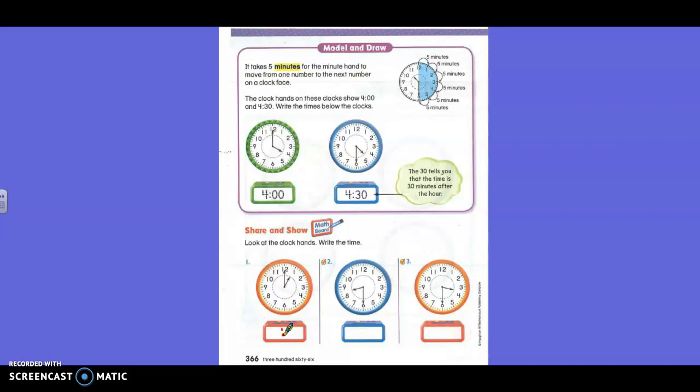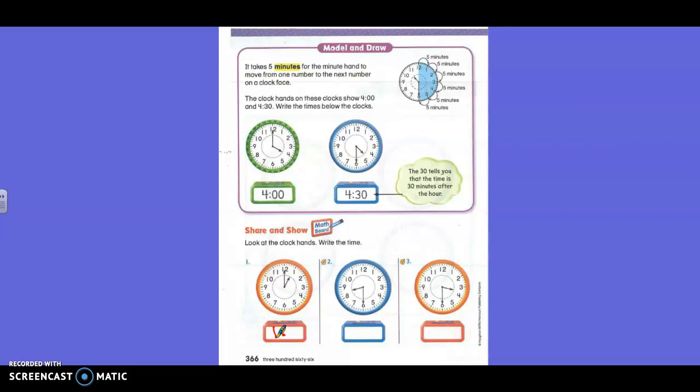Where is the hour hand pointing on the number 1? Where is the hour hand? The hour hand is what? Small. The small hand. Where is the hour hand pointing on our clock on number 1? Renee? It's pointing right at the 1, right? Okay, so our hour is going to be 1. Our first number is going to be 1. The little hand is pointing to the 1.